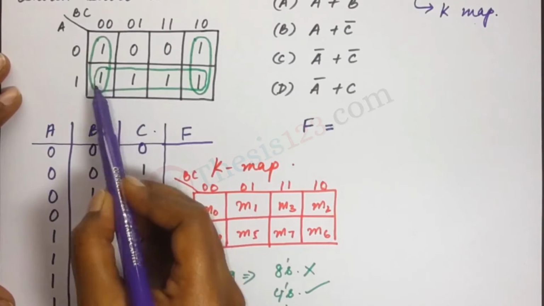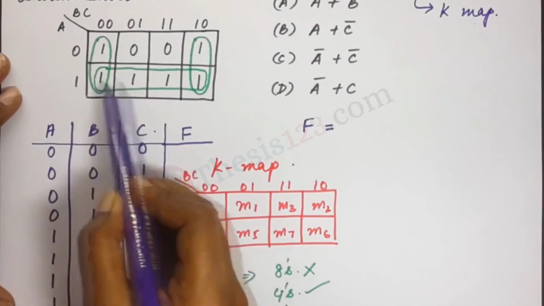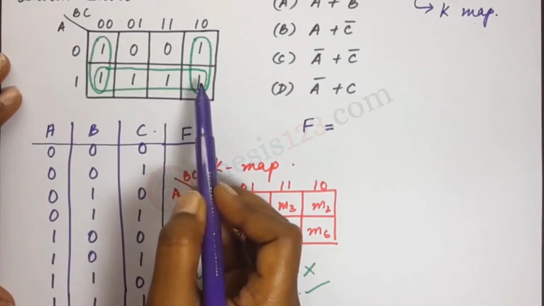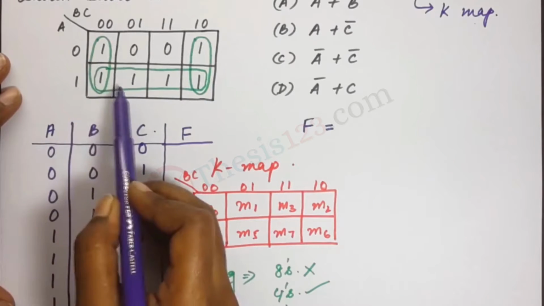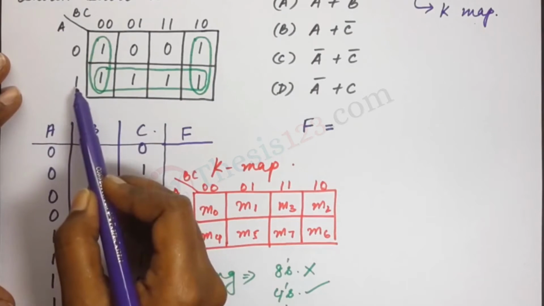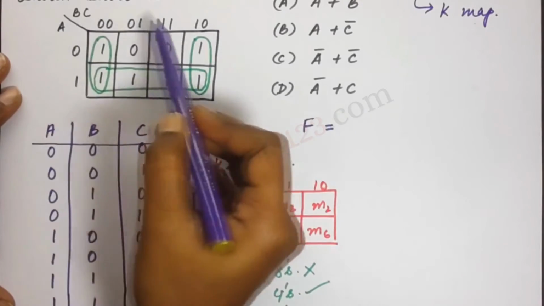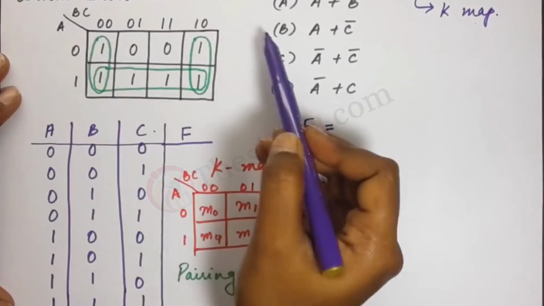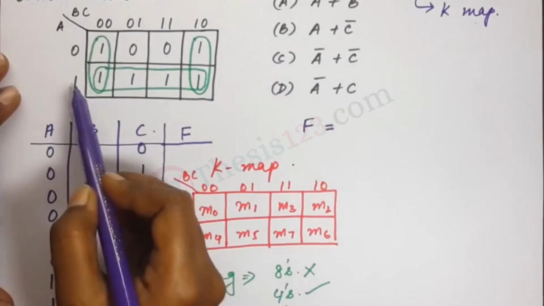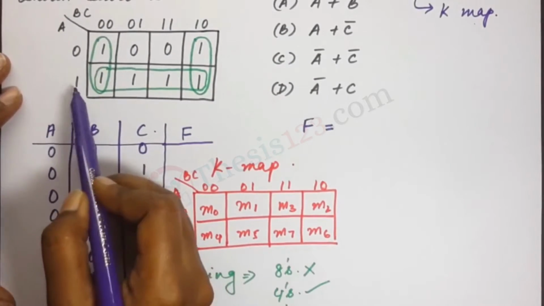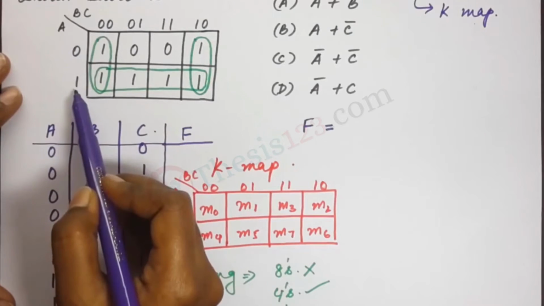Now let's take the largest group, the group of 4 that we have grouped here. We see that A is 1 and B and C are changing all over. Because there is a change in B and C, we ignore that. We leave that as it is. We concentrate on the term that is not changing, and that's A. A is not changing.